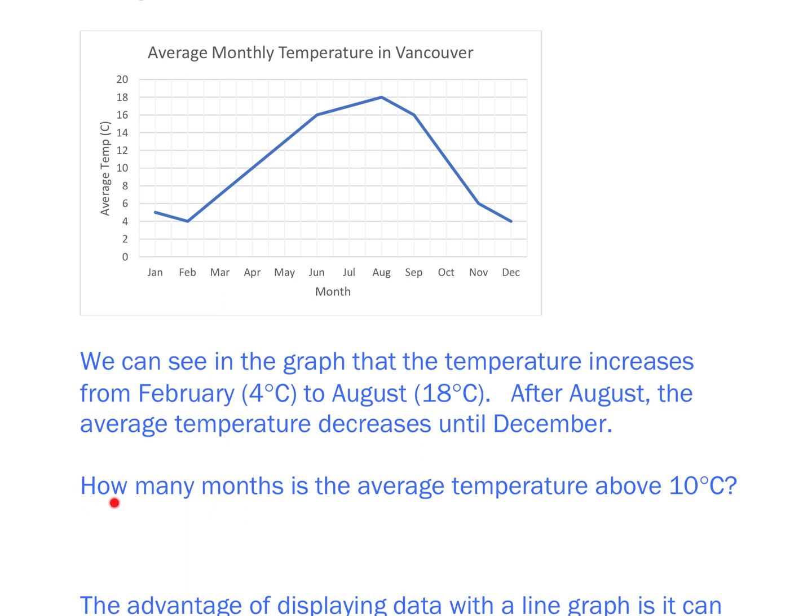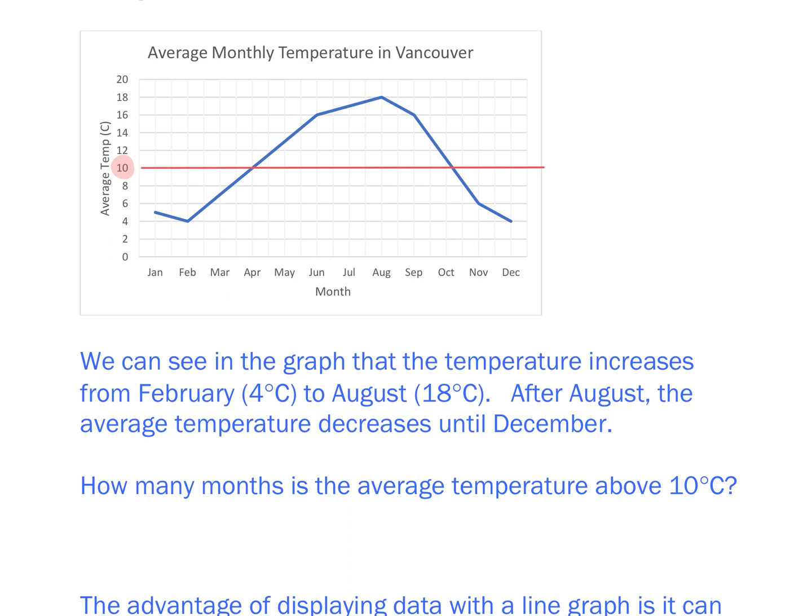The first question is, how many months is the average temperature above 10 Celsius? So, where is 10 Celsius on our graph? It's right here. So, what I would suggest doing is drawing a line, and that line should be at 10 degrees Celsius. So I would suggest drawing a line like this, and then counting the months that have a temperature above that line. Not on that line, but above that line.